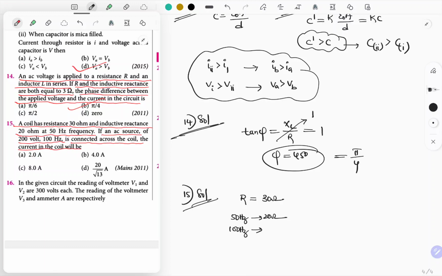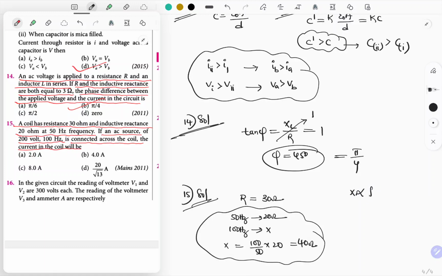Because reactance is directly proportional to frequency, we can use that method. So the new reactance X is equal to 100 by 50 into 20, which is equal to 40 ohm. If you didn't understand this method, this is the trick that I use for proportionality relations. X is directly proportional to frequency, so X2 by X1 is equal to f2 by f1, because they have given two different frequencies. Whatever inductive reactance they have given in the question is only for 50 Hz, but the source voltage is of 100 Hz.